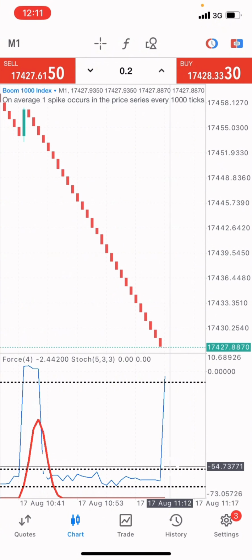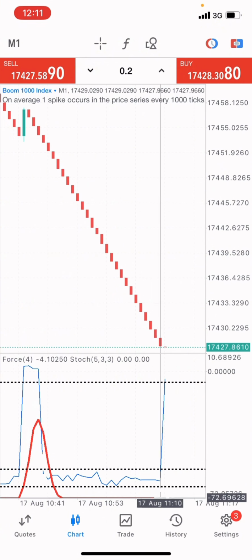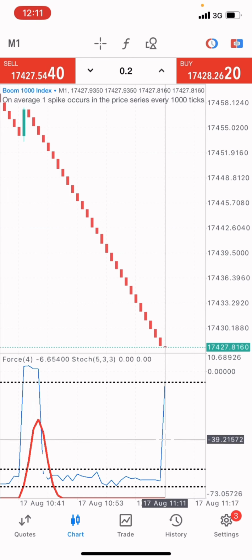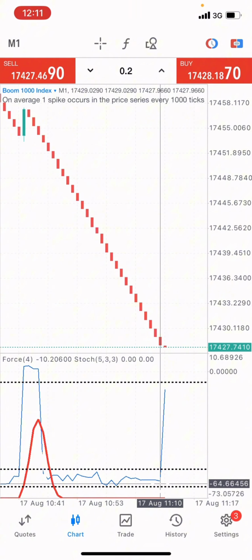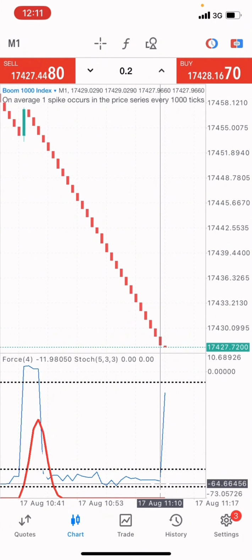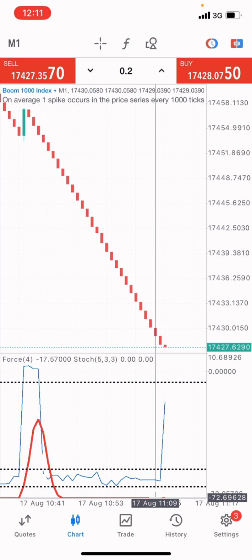When it spikes, this red line will follow. Even though it spikes upward, it may go down below. But before the market spikes, the Forex index will go above the level of 20. Then when it goes downwards, this red line right here, which is the stochastic oscillator, will also spike, giving you a buy on Boom market.